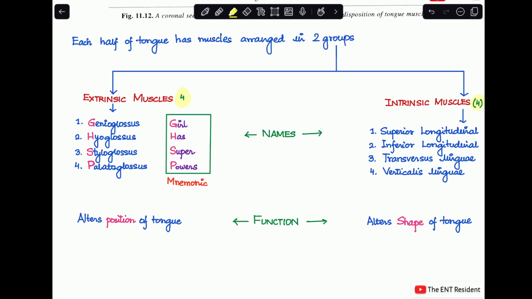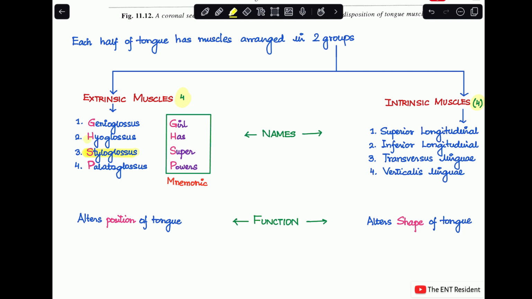Now we'll talk about the names of the muscles. The extrinsic muscles are Genioglossus, Hyoglossus, Styloglossus, and Palatoglossus. Now, how do I remember such complicated names? It's actually very easy. I'll tell you how the name originates. Say, for instance, pick up Styloglossus. Again, as I've told you previously, just break down the word into parts. Stylo and glossus. Stylo means that the muscle is coming from the styloid process, and glossus means the tongue. So, this muscle attaches the tongue to the styloid process.